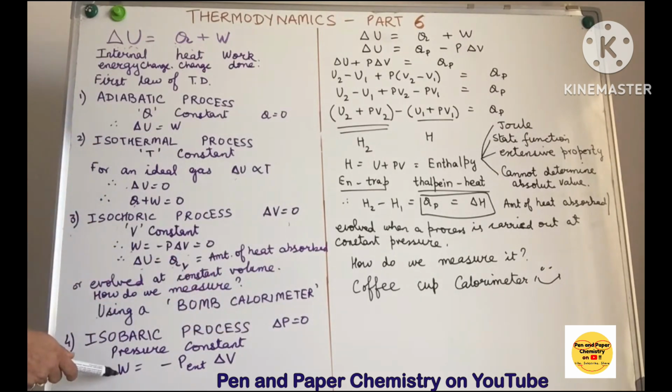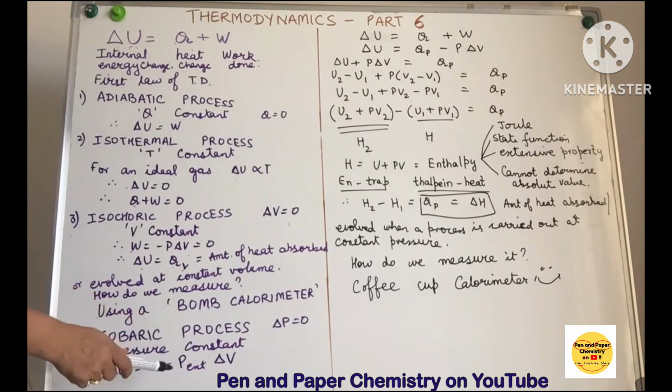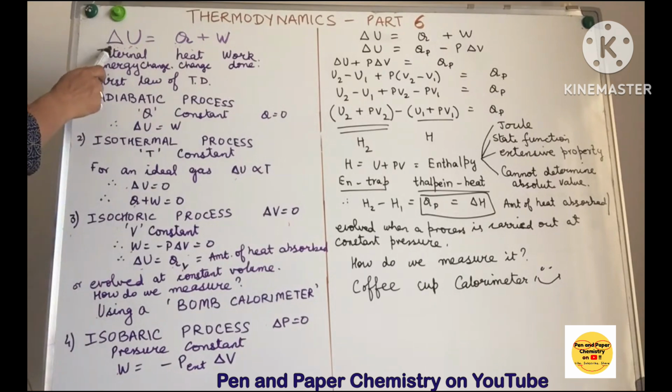Now, if you notice in the expression W is equal to minus P delta V, we are talking about the pressure. We are not talking about the change in pressure. Hence, our expression still remains the same. Delta U is equal to Q plus W.